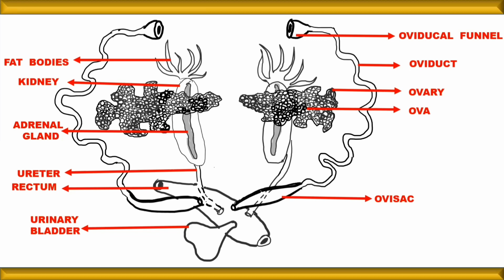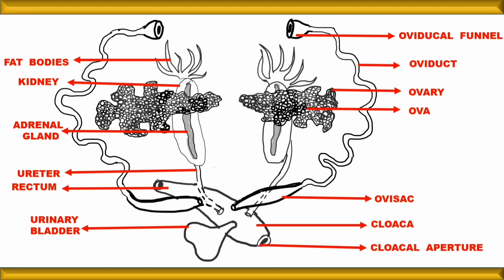On the left side, label the sex organ, that is the ovary, with the ova inside, the oviducal funnel, and then the ovisac. Finally, also label the cloaca and the cloacal aperture. So it was an easy diagram to draw.